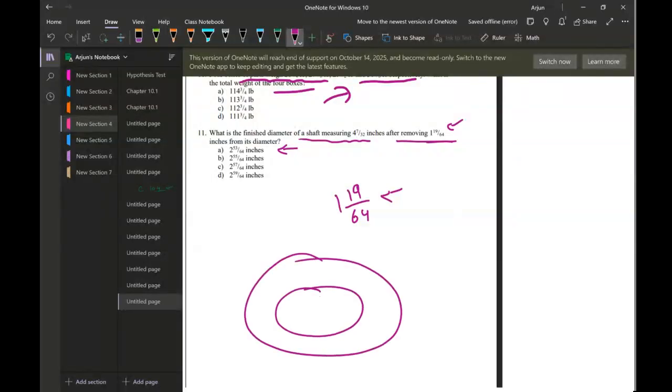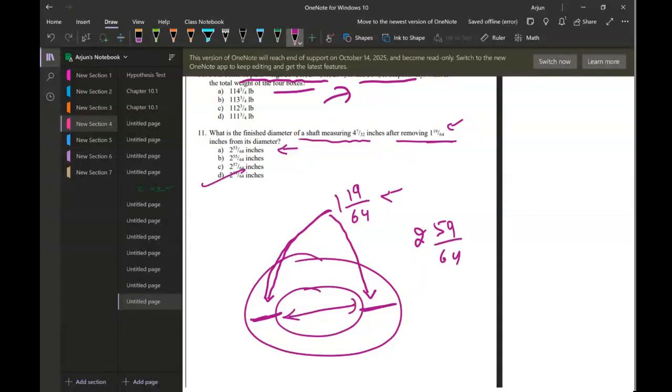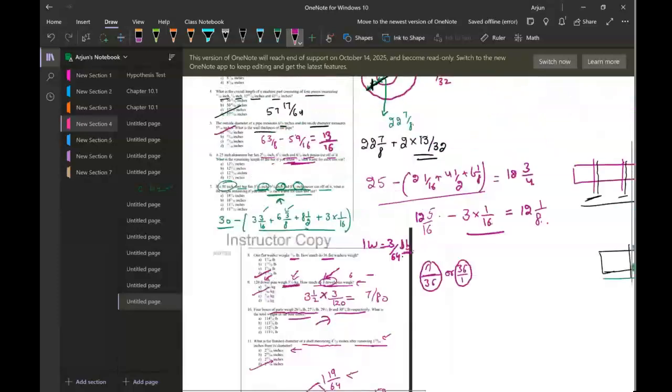So what is the remaining? This is removed. Half of this is removed from this side, half of this is removed from this side. So the remaining diameter will be 7 over 32 minus 1 and 19 over 64. That's going to give me 2 and 59 over 64. So this is the correct answer. Hopefully you were able to understand these questions.